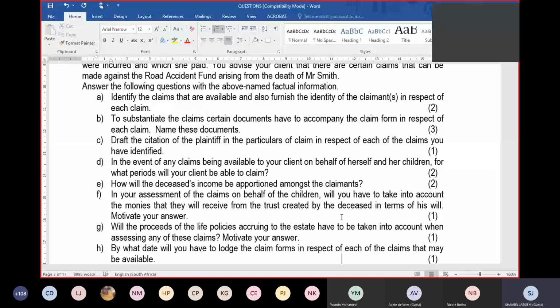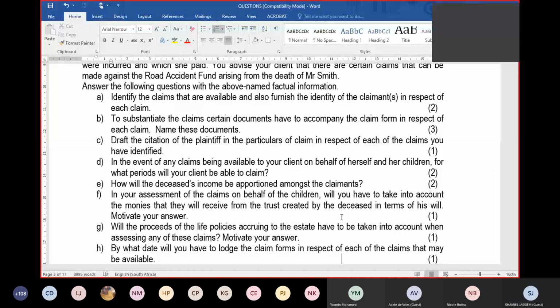Mrs. Smith can claim loss of support for herself and claim past medical and hospital expenses as well as funeral expenses. And in her representative capacity, Mrs. Smith can claim loss of support on behalf of the minor children. We all understand how I came to that conclusion.